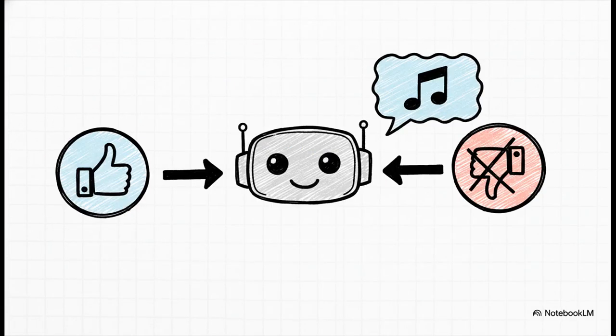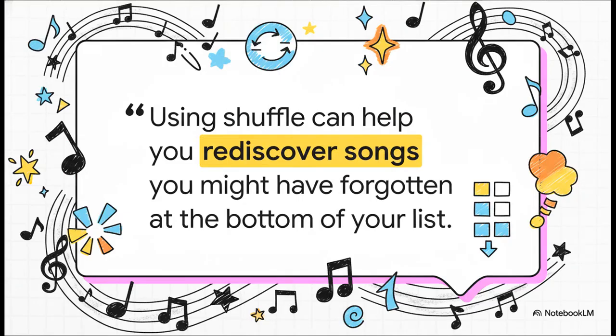But get this, you can actually train it. Every time you use that thumbs up or thumbs down feature, you're teaching the algorithm what you like and what you don't. The more you do it, the smarter it gets, and the better its recommendations become. Here's another great little trick. Don't be afraid to hit that shuffle button. Seriously, it's the best way to make an old playlist feel brand new again and rediscover some of those awesome songs you might have forgotten about at the bottom of your list.